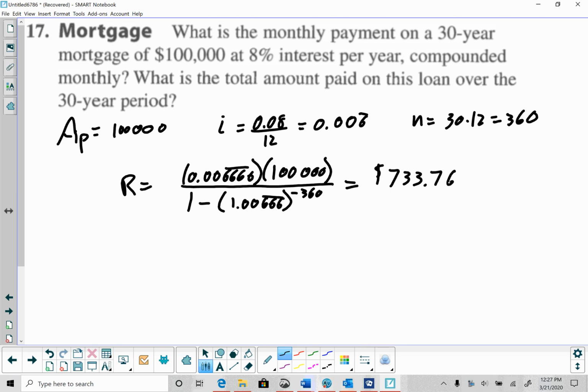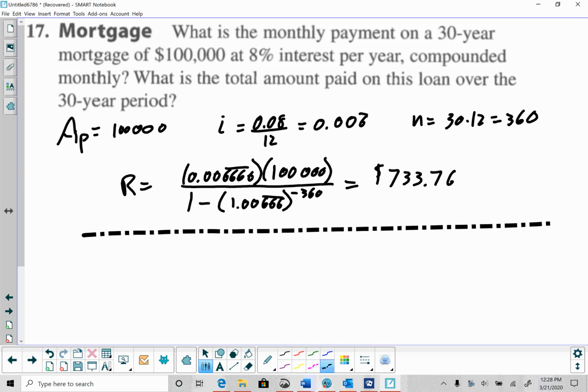All right, well, again, I'm not sure how much your paychecks are these days, but $733.76 is going to be paid to the mortgage company every single month for the next 30 years. Doesn't that sound like fun? All right, so that's the first part here.